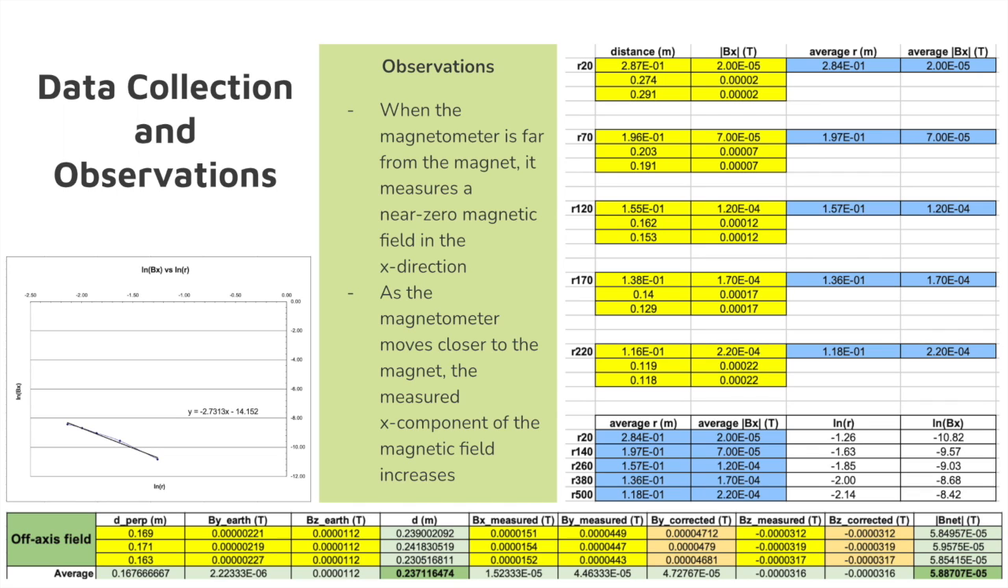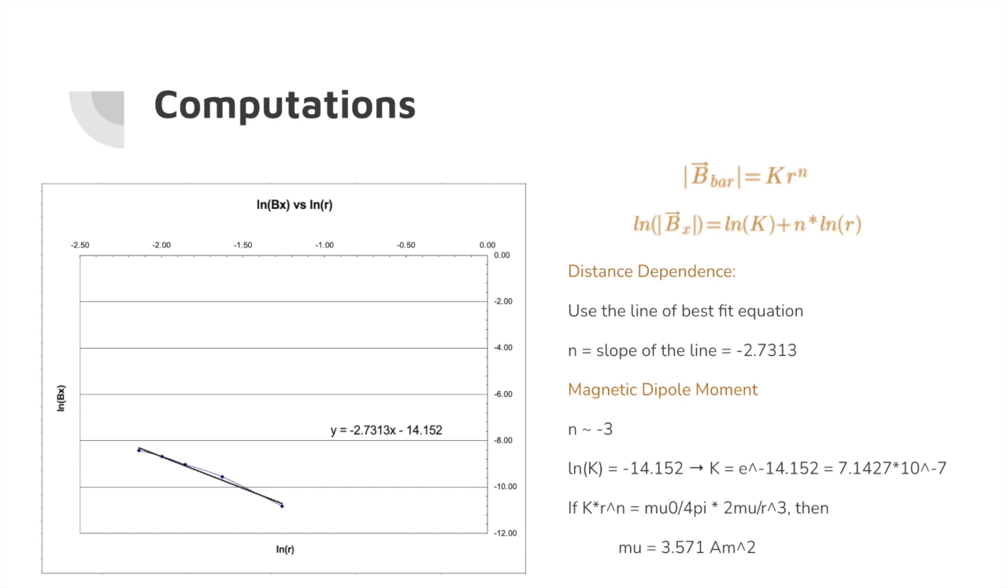The second part of the experiment centered around measuring the off-axis magnetic field at a 45-degree angle, to be more specific. During this experiment, 2 key observations were made. The first is that when the magnetometer is far from the magnet, it measures a near-zero magnetic field in the x direction. Similarly, the second states that as the magnetometer moves closer to the magnet, the measured x component of the magnetic field increases.